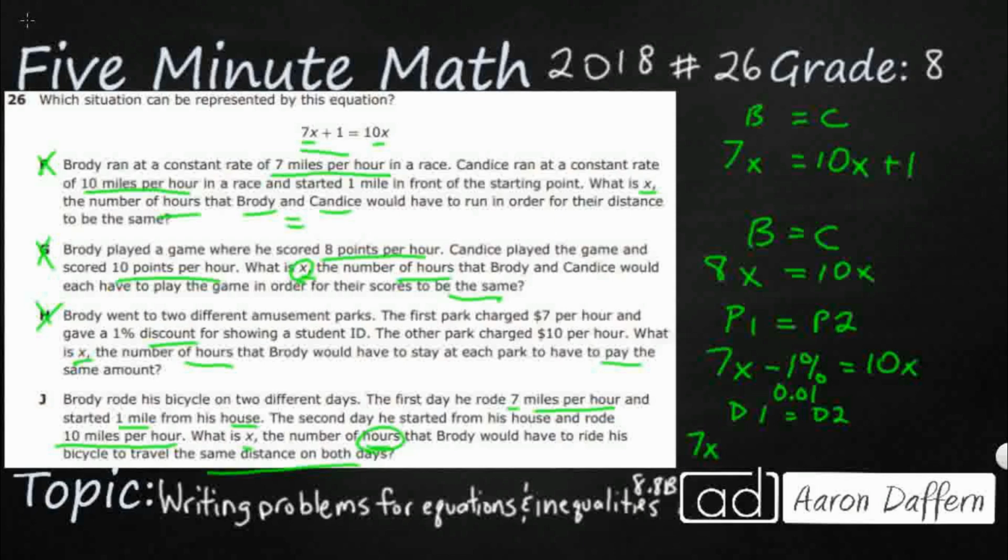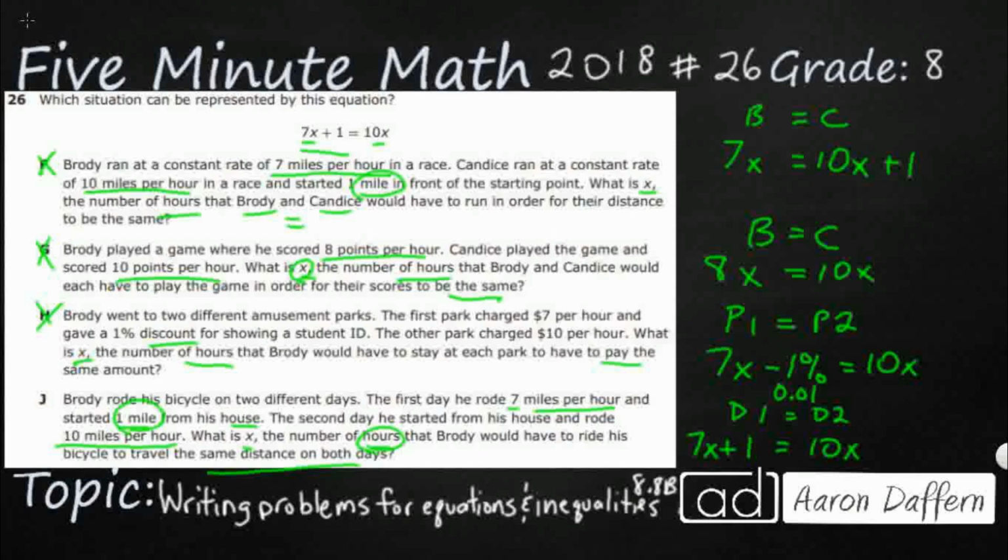1 mile from his house. See, this is the difference. This 1 mile from his house. 1 mile. See, this one was in front of Candace. Now this is with our day 1. Then the second day he started with this and he rode 10 miles an hour. There we go. That's looking a little bit better.